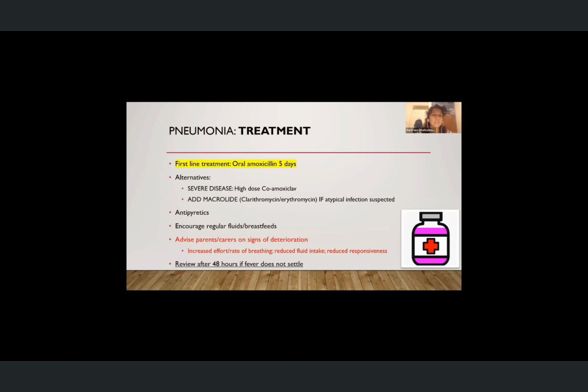And the reason for that is some children might be unlucky enough to develop an empyema on the back of a pneumonia. So if they have an ongoing fever, then it is worth just seeing them again and listening to their chest, maybe doing a chest x-ray.